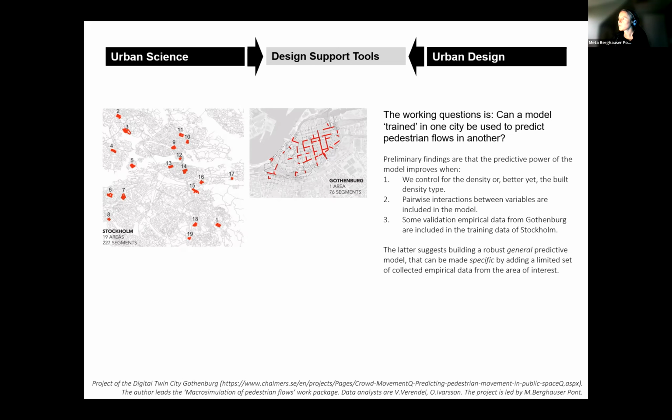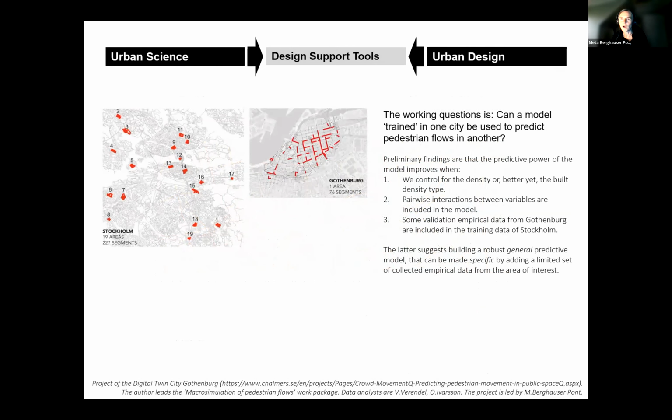This suggests that a robust general predictive model, like we built in Stockholm, can be made specific for the case, in our case Gothenburg, by adding just a limited set of collected empirical data of that area. We were triggered to do so because this is done a lot in ecological studies, where they do counts of birds and other, let's say, threatened species. So we use the way they have been thinking to develop this predictive model.